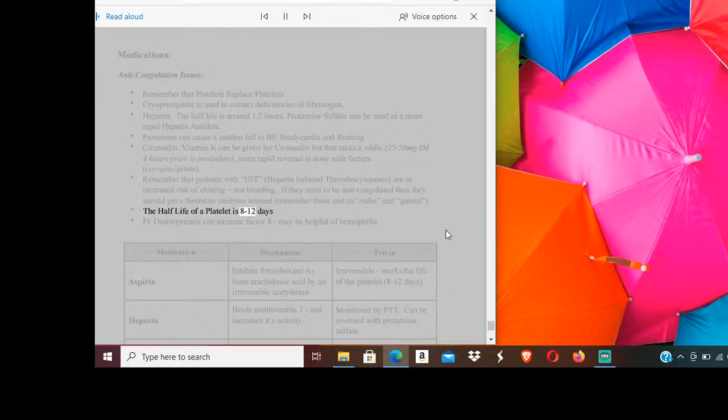The half-life of a platelet is 8 to 12 days. Desmopressin can increase factor 8, may be helpful for hemophilia. Medication mechanism trivia. Aspirin inhibits thromboxane A2 from arachidonic acid, irreversible acetylation, working the life of the platelet, 8 to 12 days.